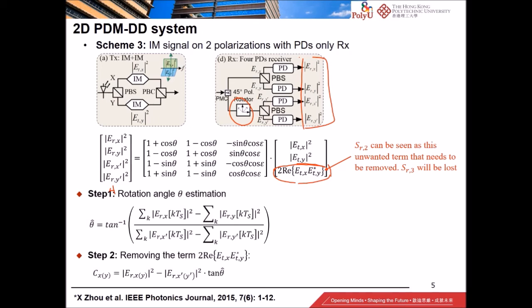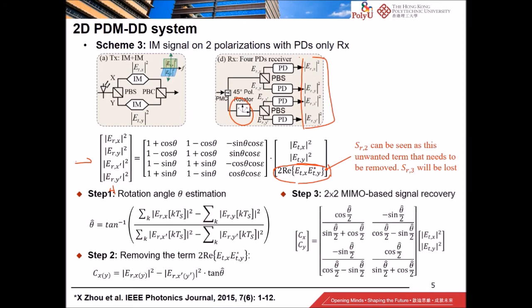One can just do some simple linear algebraic operations on the rows of the set of equations here. Finally, one can show that we can eventually calculate the transmitted signal intensities in both polarizations.